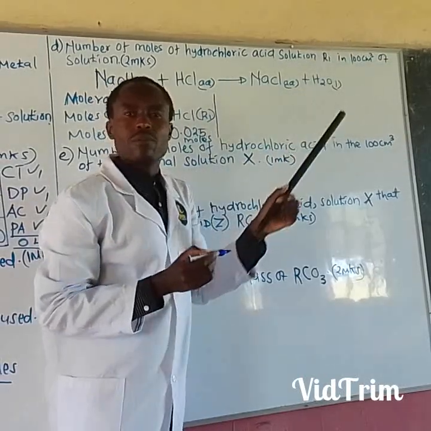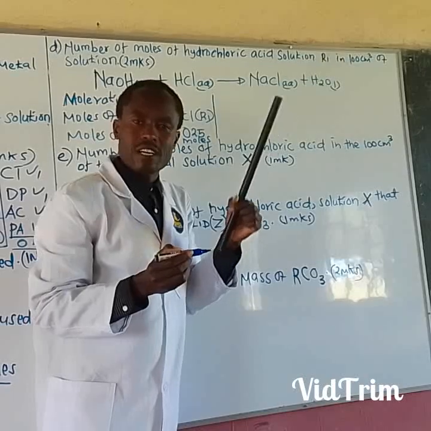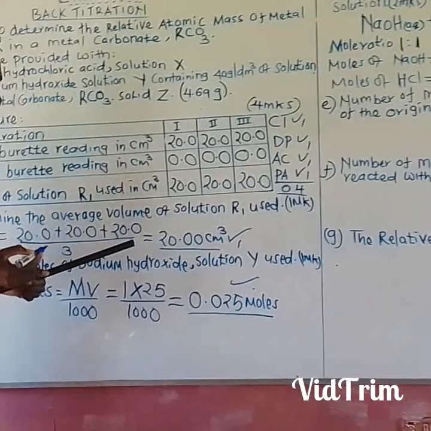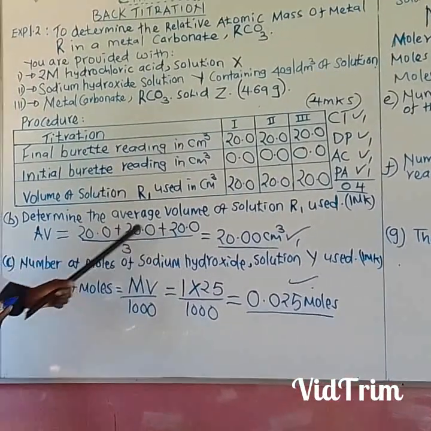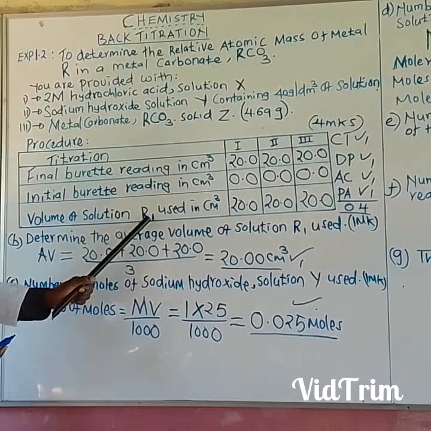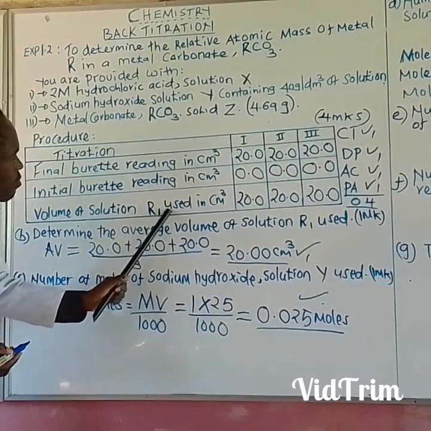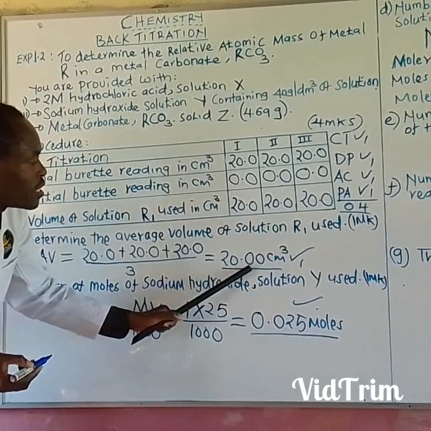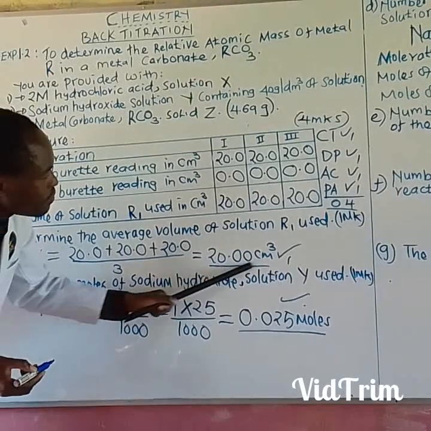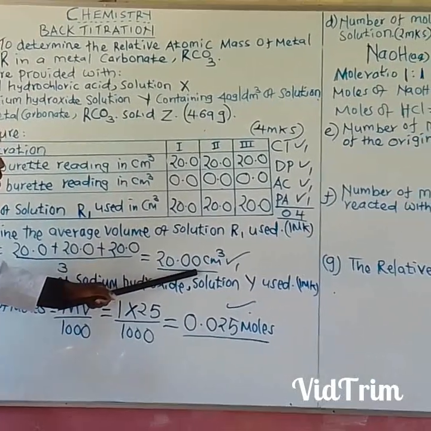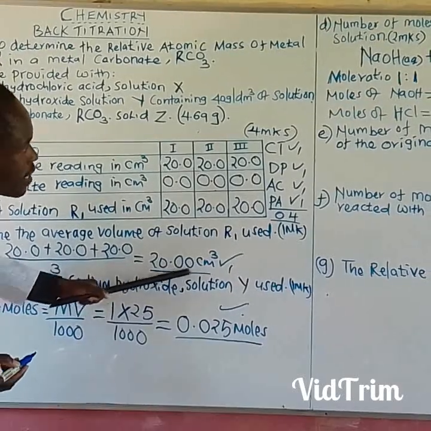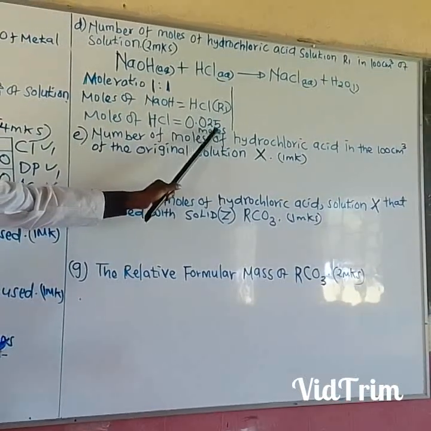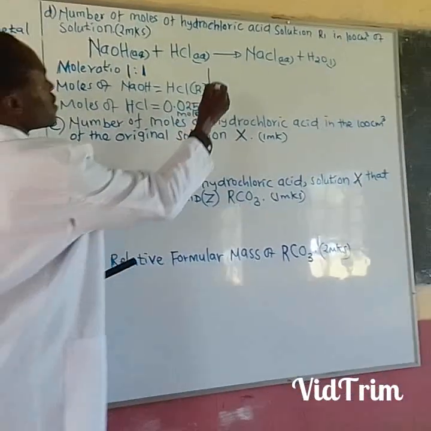But from the burette, the average volume, just focus slowly and see. The volume of R1, look at the burette. R1, the volume of R1 used. You add the 3 and divide by 3, which is 20.00 centimeter cube. So it means this 20 centimeter cube of R1 is equivalent to 0.025 moles. Is it okay?